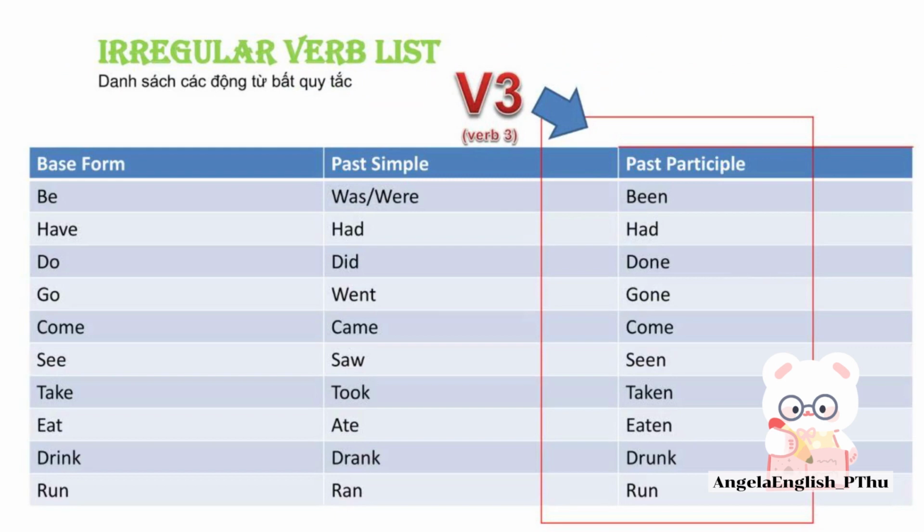This list includes some irregular verbs in the English language. Each verb presents the base or bare infinitive initially, succeeded by the simple past, V2, form and the past participle, V3, form. Be, was, were, been; have, had, had; do, did, done; go, went, gone; come, came, come; see, saw, seen; take, took, taken; eat, ate, eaten; drink, drank, drunk; run, ran, run.